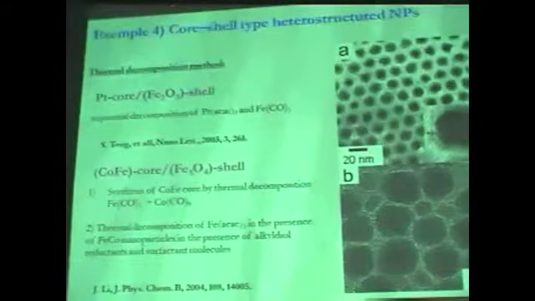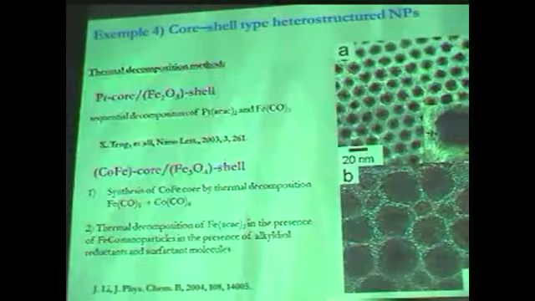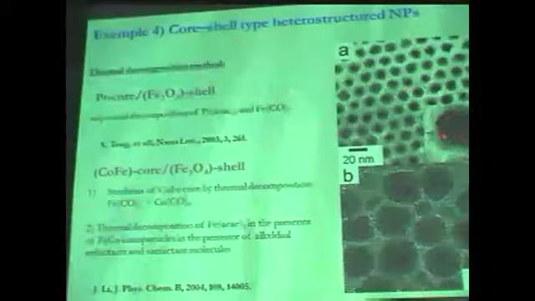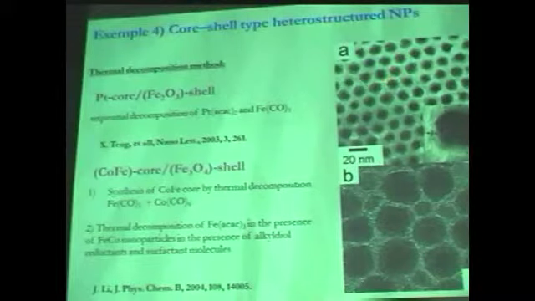The example 4, which I would like to show you, concerns the synthesis of core-shell type heterostructured nanoparticles by two ways. The first example is the nanoparticles with a core of platinum and an Fe2O3 shell. You can see here from the STEM image and HR-TEM the core, which is dark, and the shell, which is less dark because this is the shell of oxide, so the electronic density is lower.